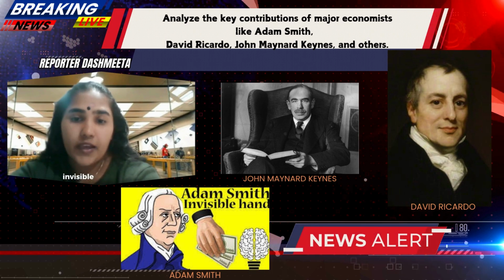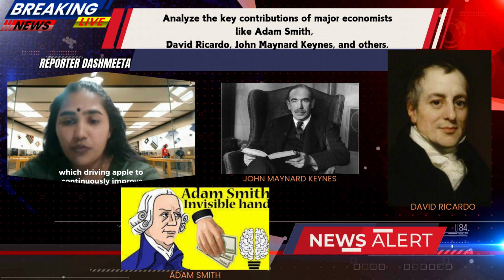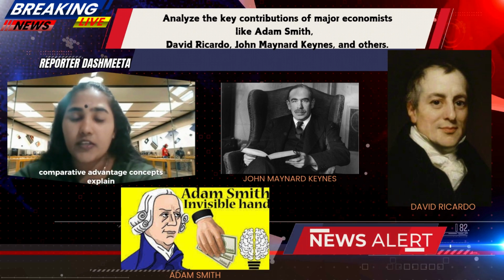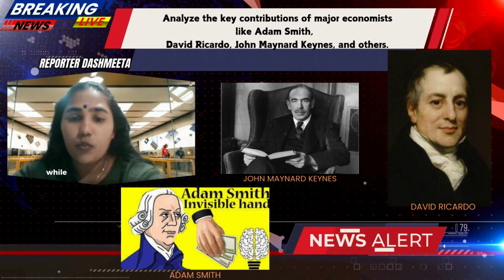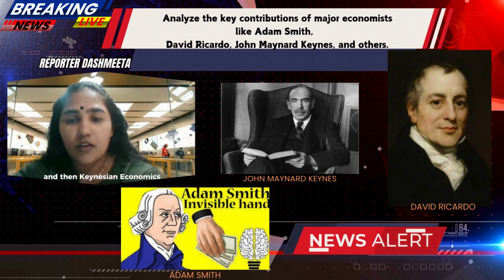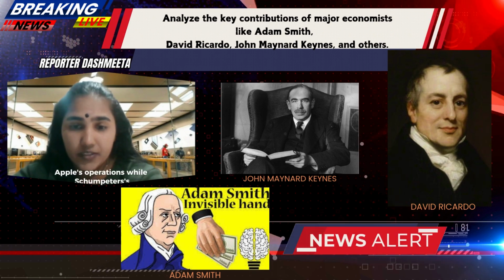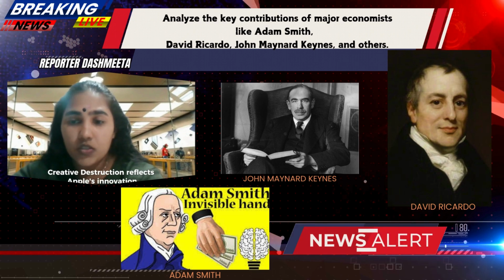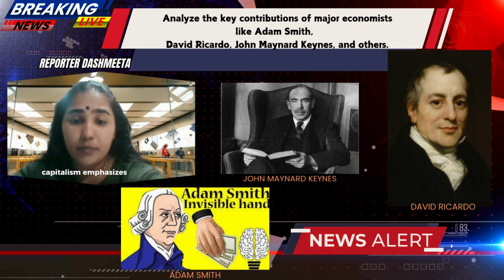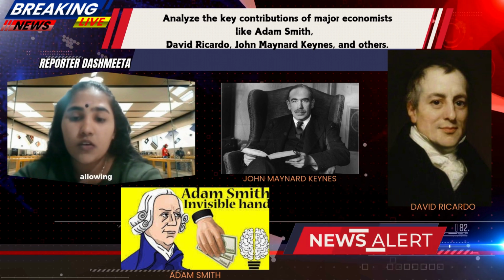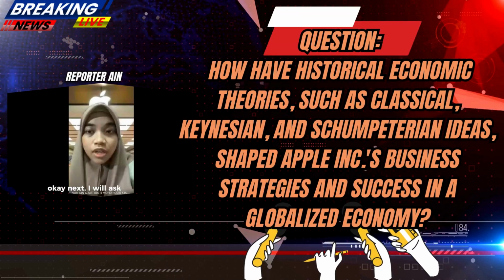Adam Smith's invisible hand theory underscores the importance of competition and innovation, driving Apple to continuously improve, while David Ricardo's comparative advantage concept explains Apple's strategy of outsourcing production to lower-cost countries like China while focusing on design and marketing. Keynesian economics highlights the role of government regulations that affect Apple's operations, while Schumpeter's creative destruction reflects Apple's innovation from the iPhone to the iPad. Lastly, Milton Friedman's free market capitalism emphasizes minimal government intervention, allowing Apple to thrive in a competitive global market. Thank you. Next I will ask Kirtana.